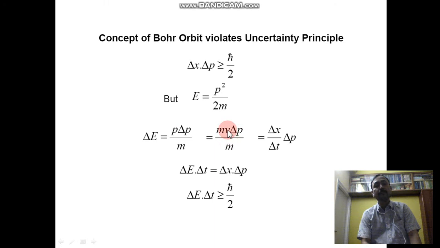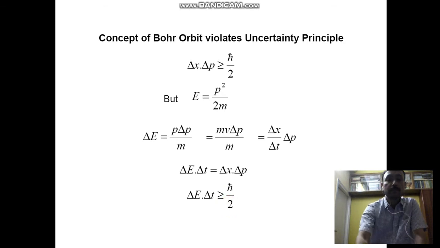So v means Δx/Δt. So m will cancel out, and we get Δx/Δt into Δp. So ΔE Δt is equal to Δp into Δx. So ΔE Δt, as per energy-time uncertainty, is equal to ħ/2.